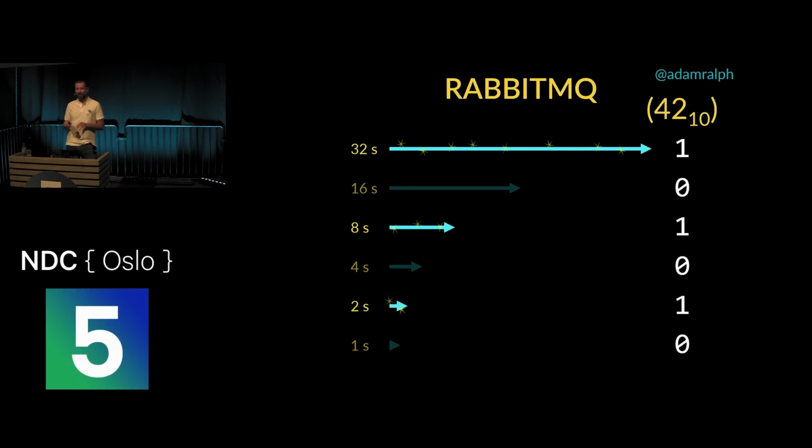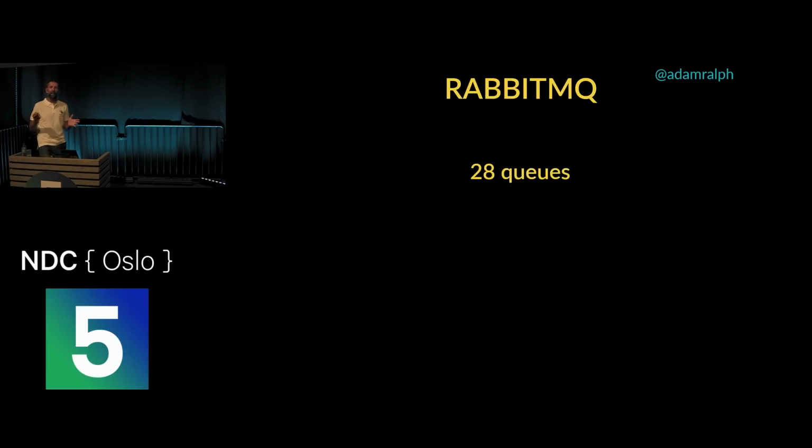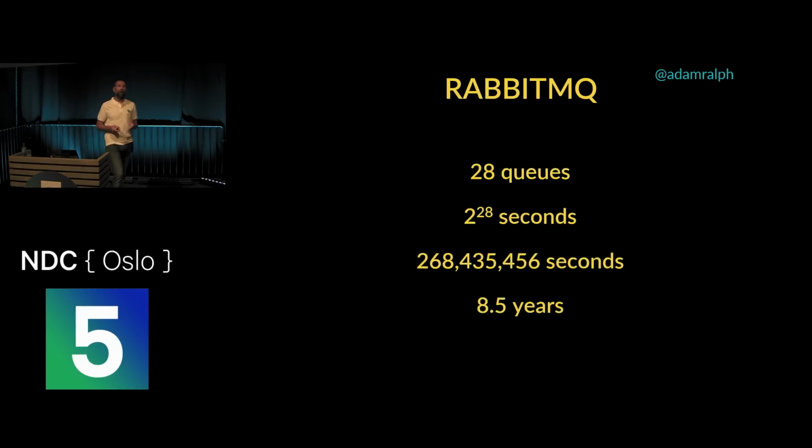So, I think we can simulate a delay of up to 63 seconds with these 6 queues, which isn't a lot. So we actually create 28 queues, which means you can have a maximum delay of 2 to the 28 seconds, or this big number here, or about 8.5 years. Now, you might think, well, why 8.5 years? Why 28 queues? It's a bit arbitrary.